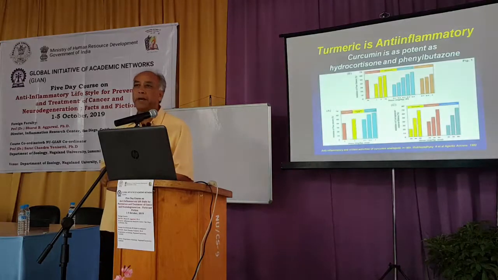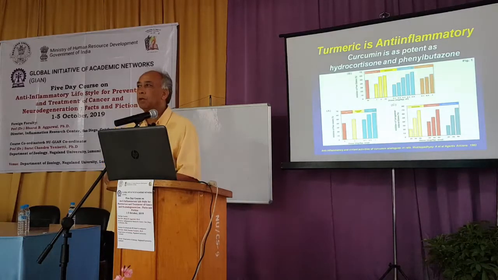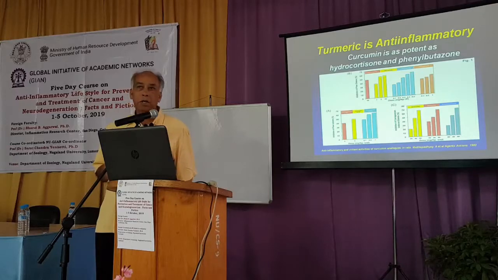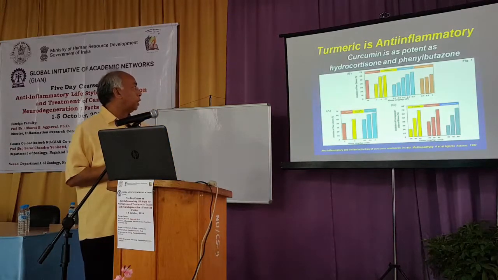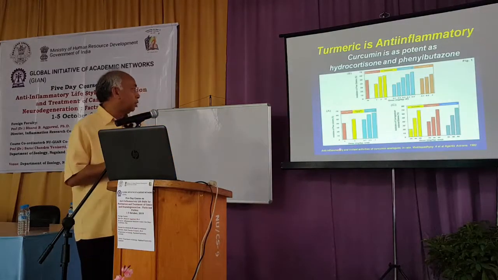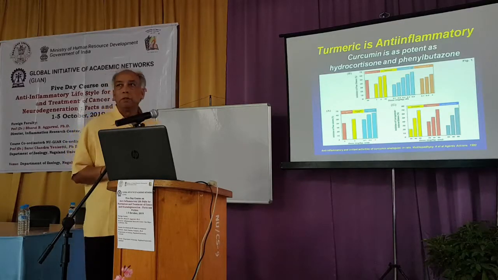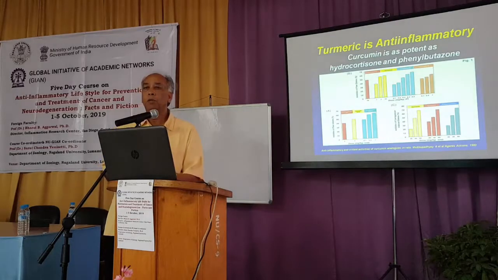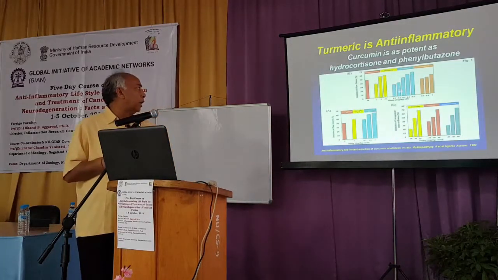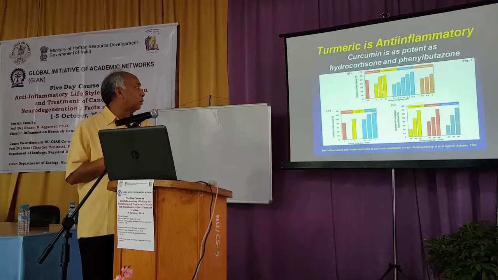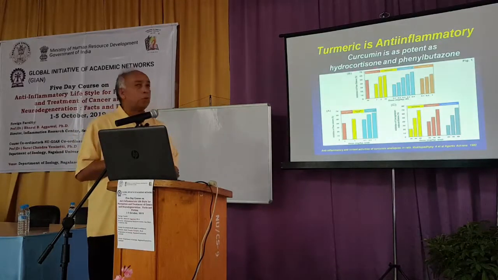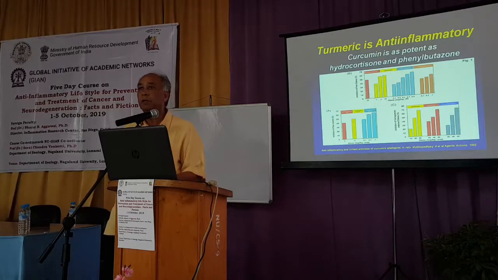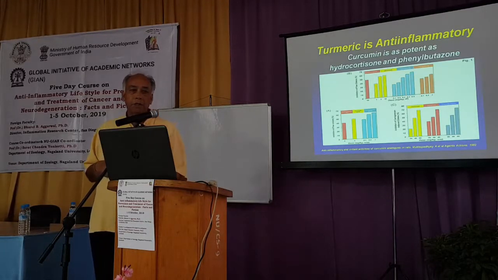And it is also a very potent anti-inflammatory agent. Again, the first paper ever to be published, as you can see, was in 1982, indicating that turmeric or curcumin is an anti-inflammatory agent. This was by Mukhopadhyay et al. They compared it with hydrocortisone and phenylbutazone, which are known to be anti-inflammatory agents. And they found, as indicated by different colors, that turmeric was as potent as phenylbutazone or hydrocortisone as an anti-inflammatory agent. So this was the first indication ever.